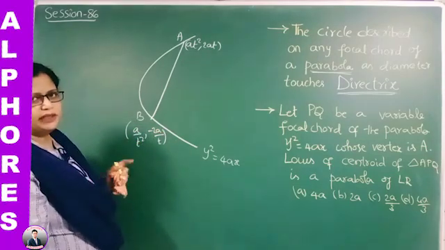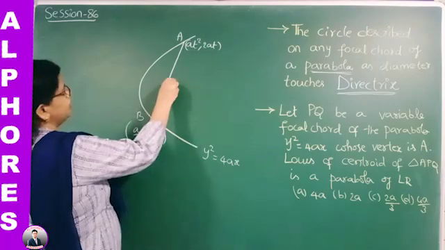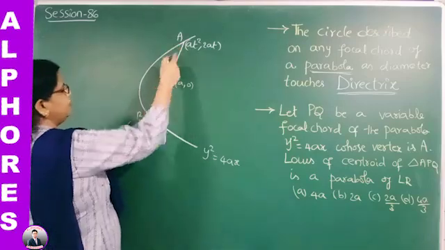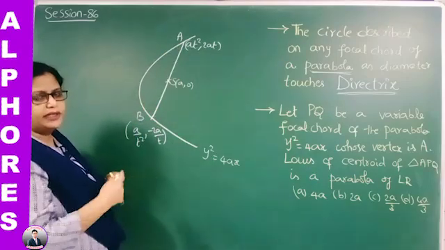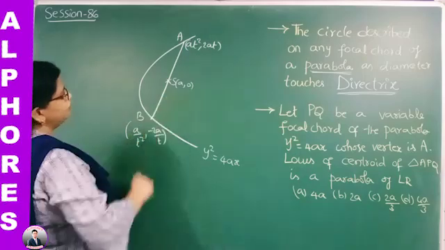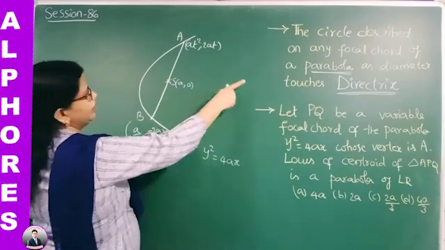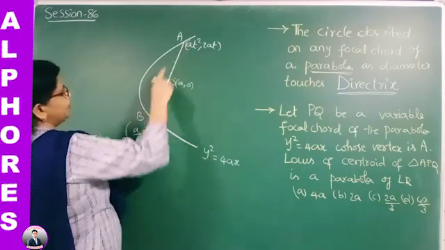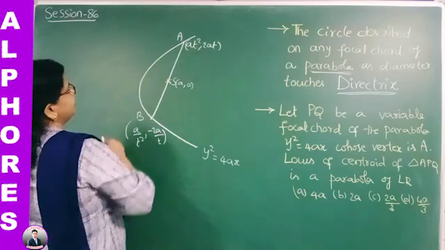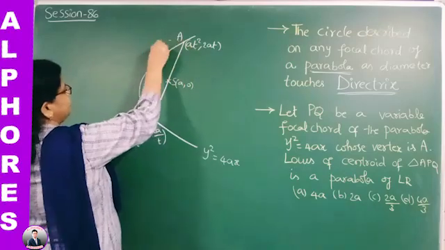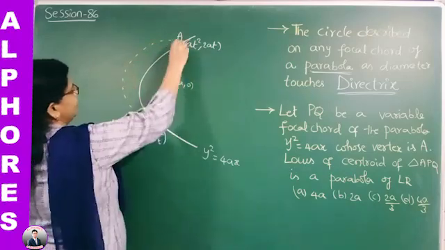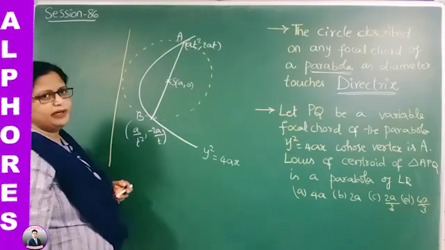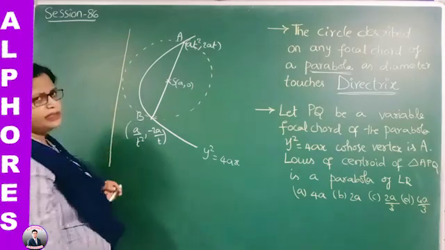So this is the other end of the focal chord, and this is our focus S(a, 0). Moreover, S is not exactly the middle point of the focal chord, unless it is a latus rectum. Now they are telling that the focal chord is the diameter, that means these two are the end points of the diameter. If you take a circle like this, then this circle with AB as diameter always touches the directrix of the corresponding parabola. So this is what they are asking.